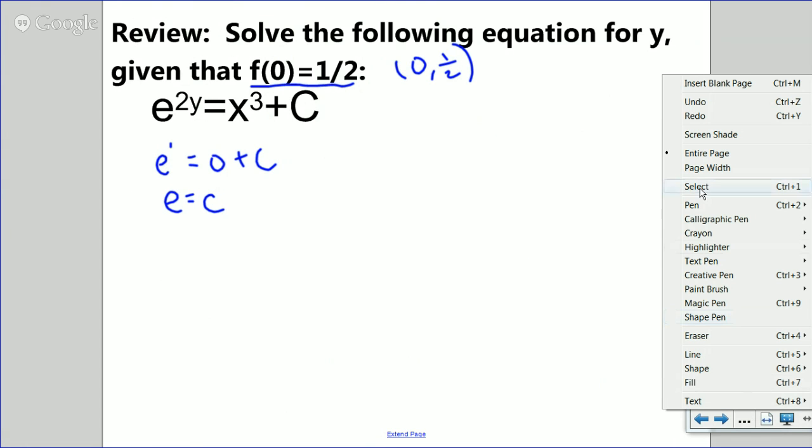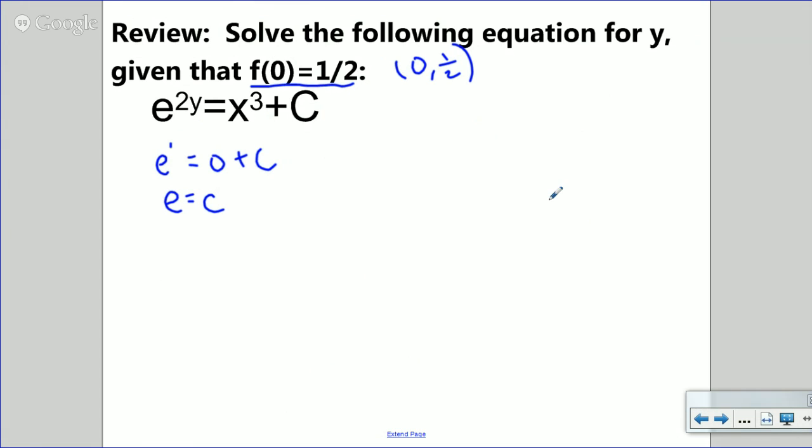Okay, so it looks like c is equal to e. Okay, all right, now we are going to plug what we found for c back in at this point. So I have e to the 2y is equal to x cubed plus e. All right, now I would like to get y by itself. Notice that there's only one y that occurs. It's right here.